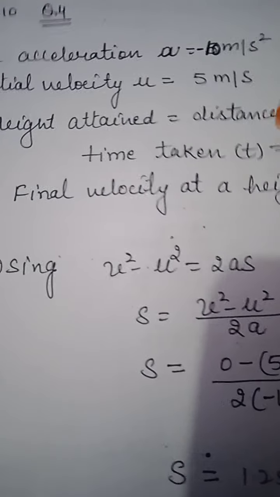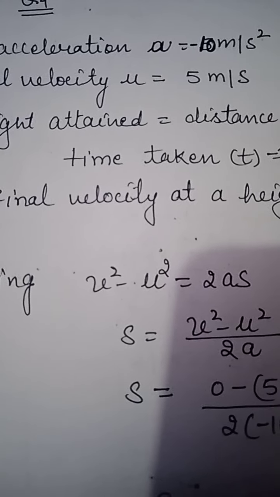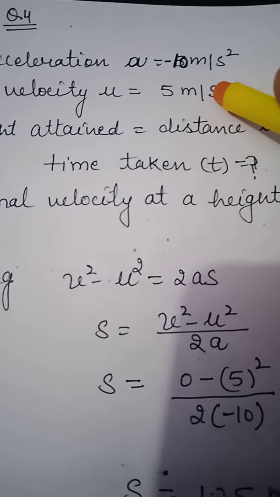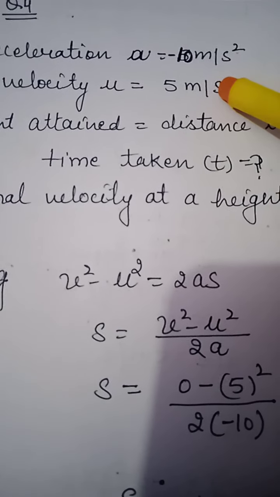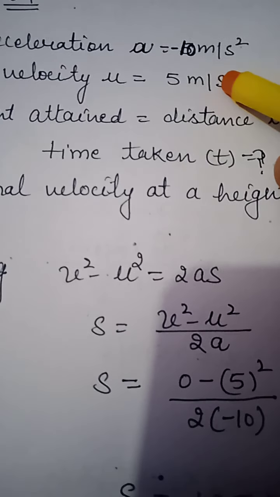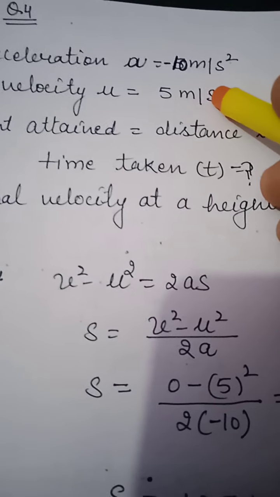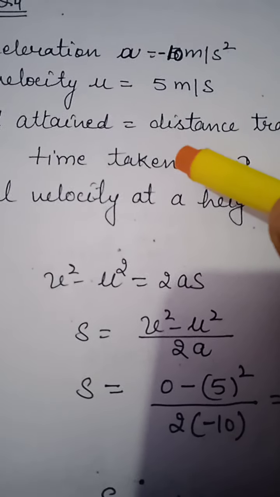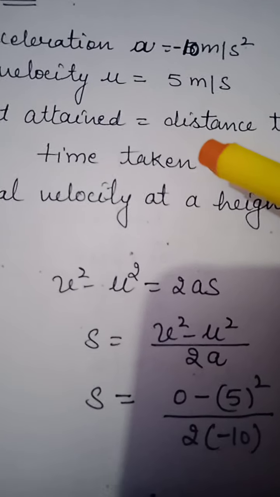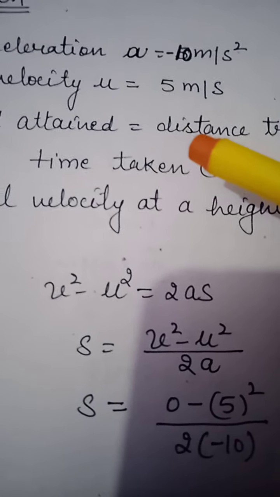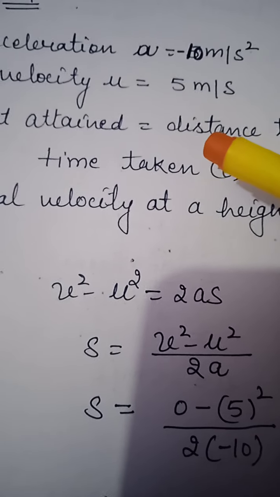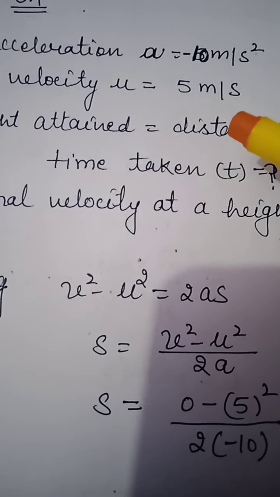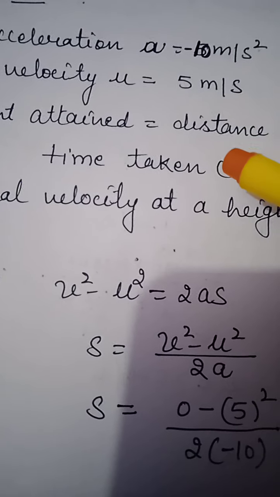The numerical is: a stone is thrown vertically upward with a velocity of 5 meter per second. If the acceleration of the stone during its motion is 10 meter per second square in the downward direction, what will be the height attained by the stone and how much time will it take to reach there? Means we have to calculate the distance covered. Height attained means distance covered, and the time taken to reach there.